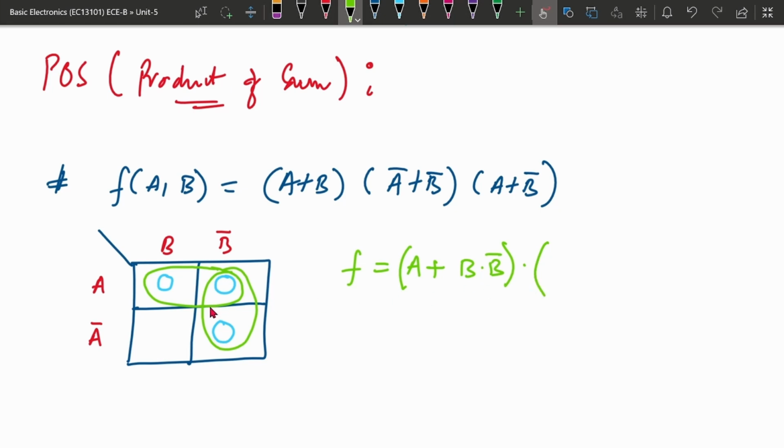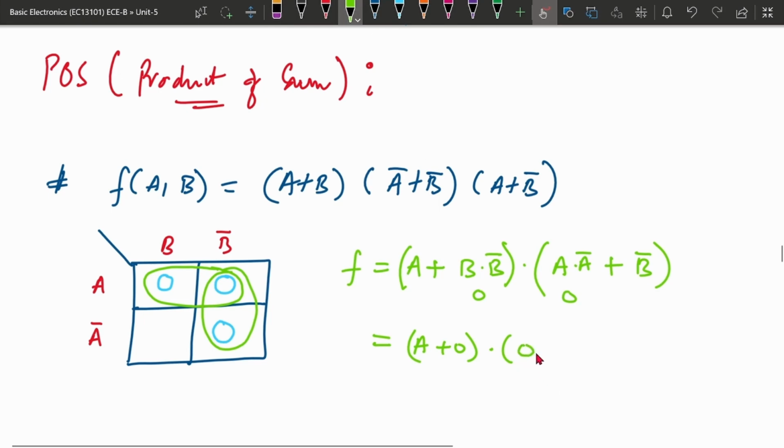Multiplied by these two terms. In between these two, where we were taking common or adding, now if these two are included we will be multiplying: A into A bar, plus it will be added with this term, that is B bar. So we will simplify it. B into B bar is equal to 0, and A into A bar will be 0, is it? So it is A plus 0, into this one is 0.